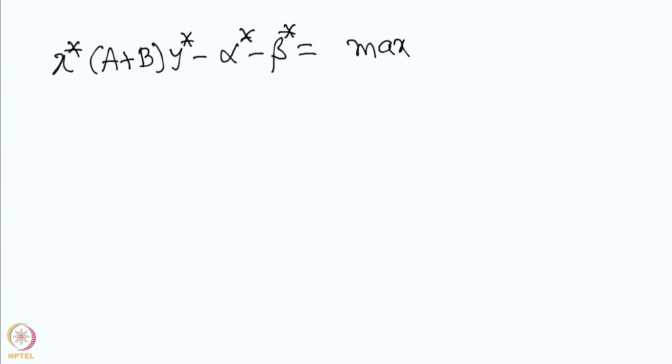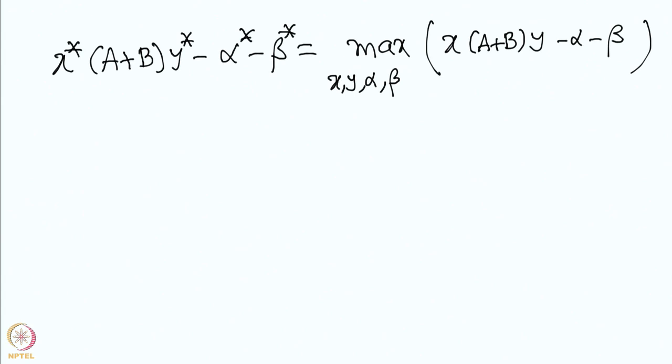First thing is that we know that x star into a plus b y star minus alpha star minus beta star is nothing but the maximum over x, y, alpha, beta of x a plus b y minus alpha minus beta. This is true. Now, what we really need to understand here is that this is always less than or equal to 0. Therefore, this is less than or equal to 0.